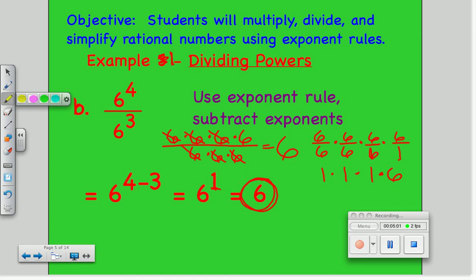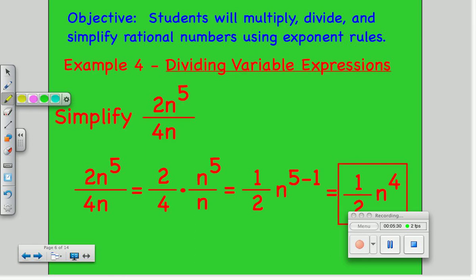I'm showing you why we cancel these out. The reason these cancel out is because 6 over 6 is just 1. And anytime I multiply a number times 1, I'm not changing the number. So we don't have to do that. So we can just cancel them out. Canceling them out is the same as subtracting them. So we can just subtract them. 4 sixes minus 3 sixes is only 1 6. 1 6 is 6. Okay? Now example 2.